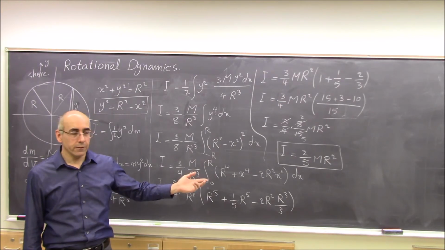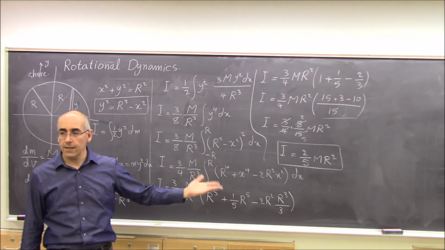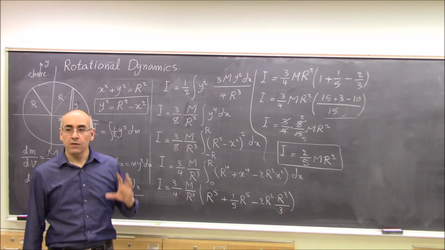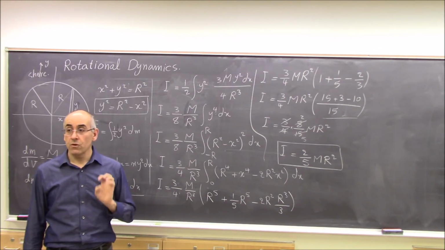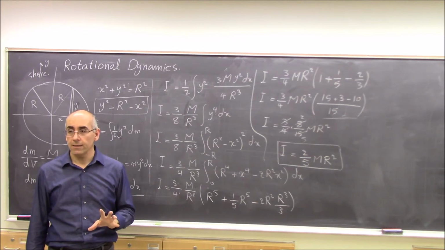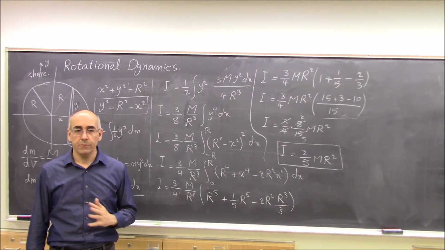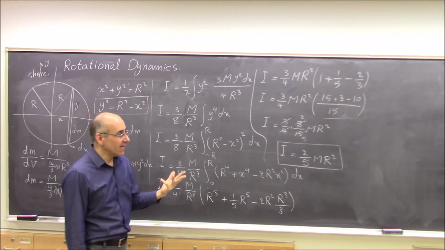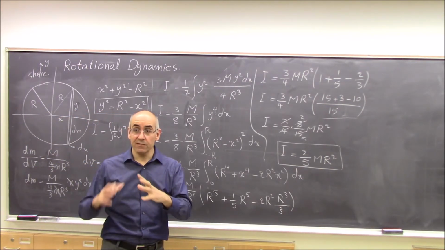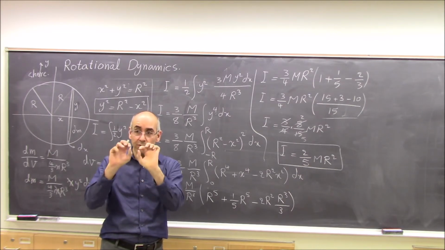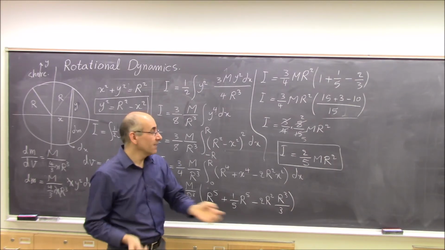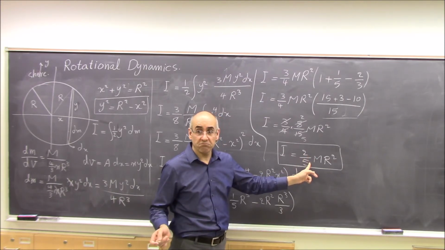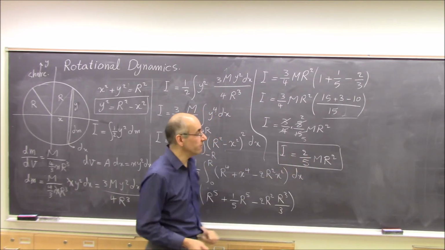So if you go to the book, you see that I is listed as 2/5 m r squared for a solid sphere. For a cylinder, it's 1/2. For a ring, it's 1. And for other objects, it depends on what the shape is. But for rolling objects, usually we have these 3. And if you have a spherical shell, meaning a sphere that is hollow and only has a thin spherical shell, it becomes 2/3 instead of 2/5. So for the spherical shell, it's a little bit different.